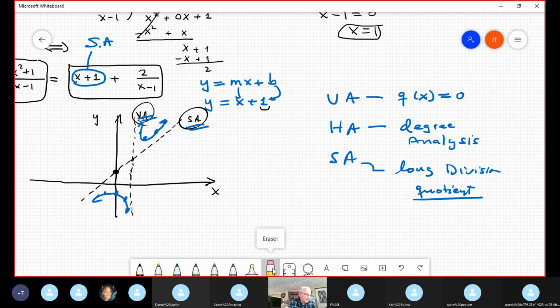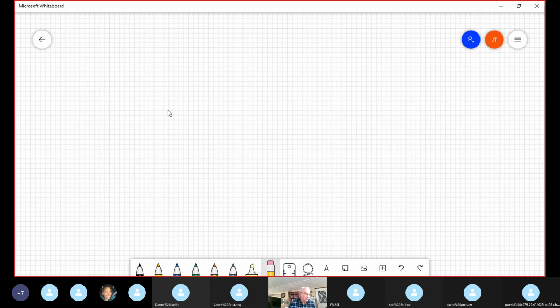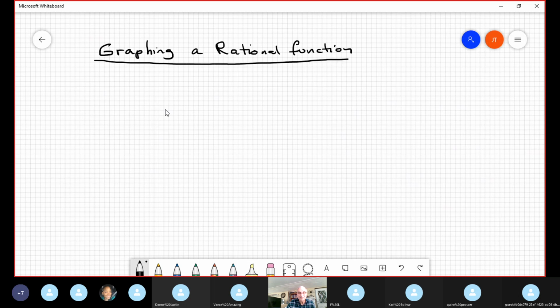Okay, this is the guideline that we always follow to graph a rational function. Okay. Step one. Step zero. Step one is the first one.